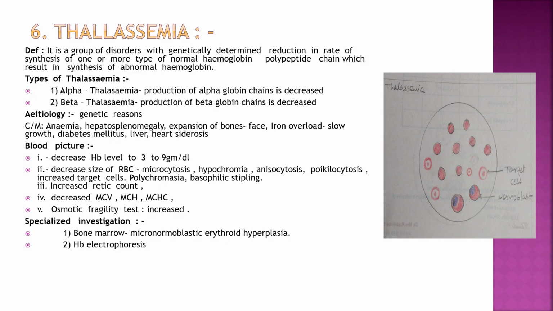Then the retic count is increased, and there is a microcytic hypochromic anemia. So all RBC indices like MCV, MCH, MCHC are all decreased, and the osmotic fragility test shows increased resistance to lower concentrations. For special investigations we can do bone marrow examination and hemoglobin electrophoresis for the confirmation of thalassemia.